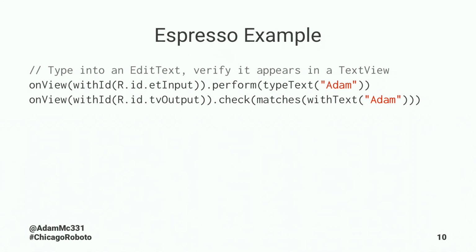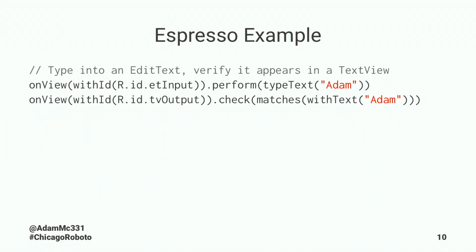So the way we do that is by calling onView and then passing a ViewMatcher, which in this case is withId, R.id.at_input, and that gives us our view interaction. And then we'll perform some actions. In this case, we want to type the text of my first name.